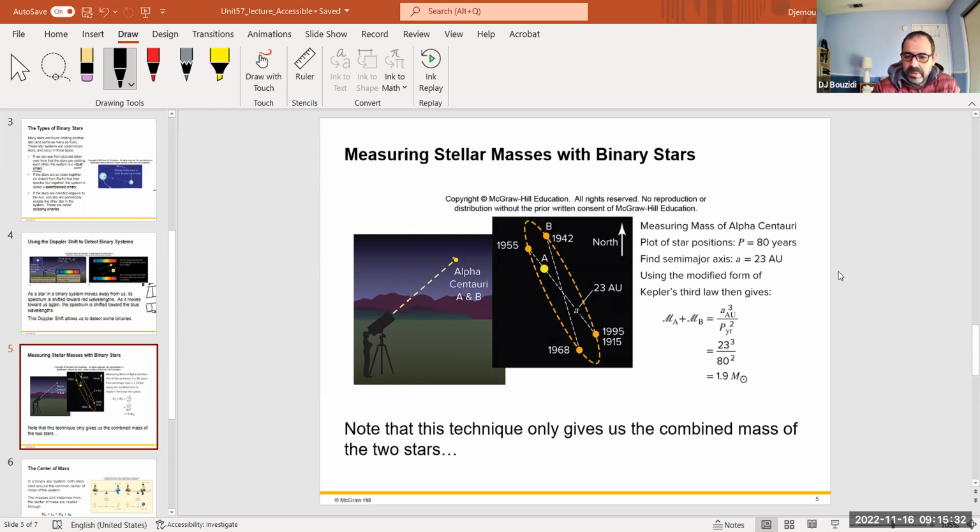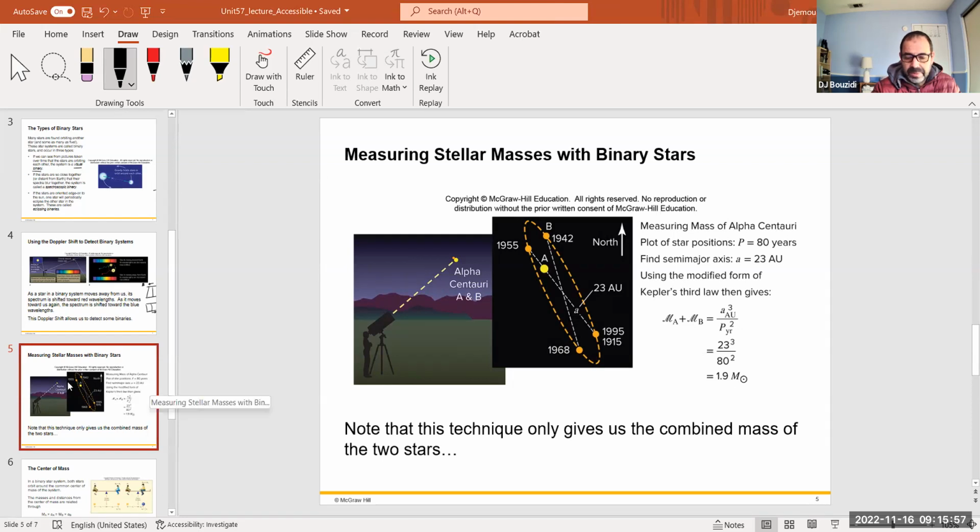The Alpha Centauri system is not part of the northern skies. It's really part of the southern skies. That's where you can see them. But the point here is that you can find the sum of the masses using this technique. This technique will give you the sum of the masses in terms of the mass of the sun. The combined sum of these two is just slightly under twice the mass of the sun.